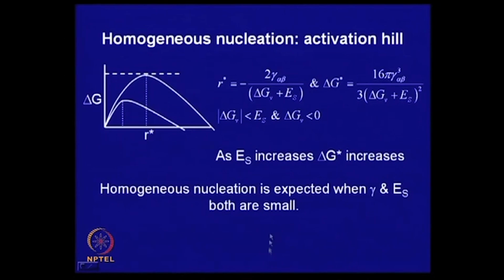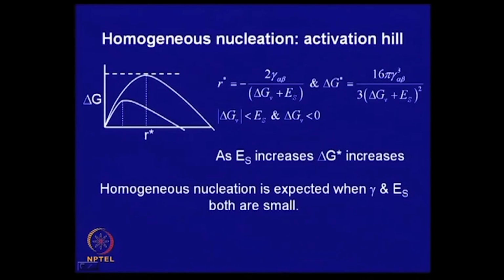Which is shown over here: as the strain energy increases, this delta G star, that activation hill, will increase, and the critical nucleus size will increase. So, that means the process of precipitation will become more difficult if there is a high amount of strain energy as a result of precipitation. If that strain barrier is to be overcome, you need to give more thermal activation.